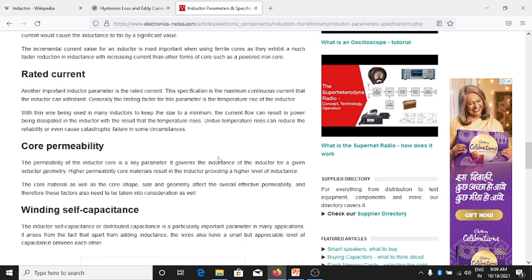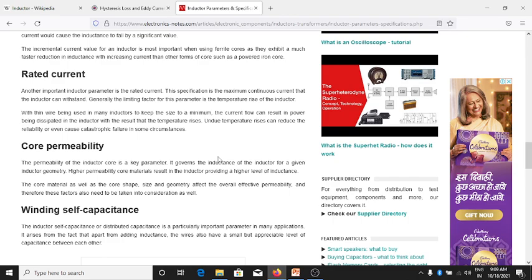Next is core permeability. The permeability of an inductor core is a key parameter. It governs the inductance of an inductor for a given inductor geometry. Higher permeability core materials result in inductors providing a higher level of inductance. The core material as well as the core shape, size, and geometry affect the overall effective permeability, and therefore these factors also need to be taken into consideration.